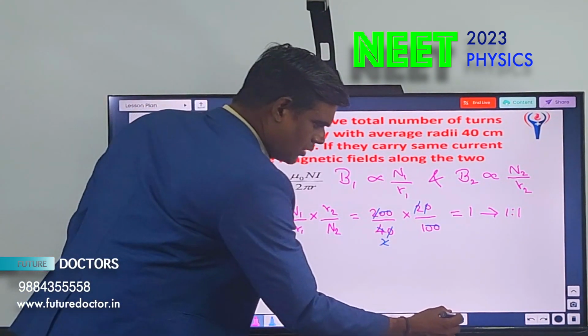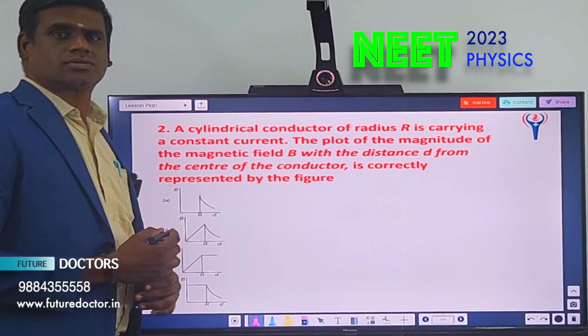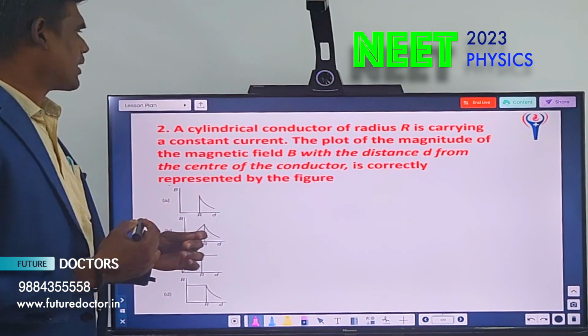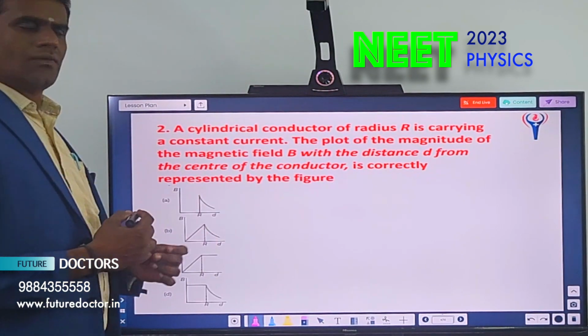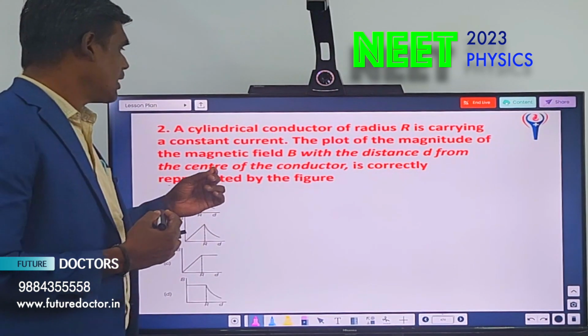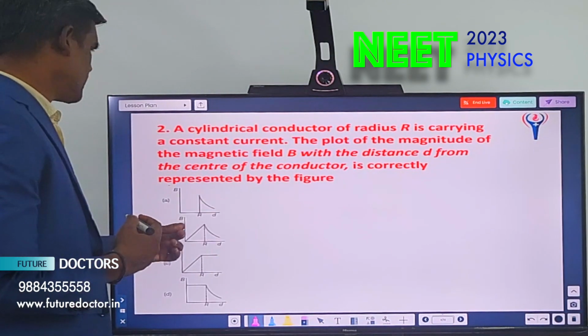Let's move to question number 2. A cylindrical conductor of radius capital R is carrying a constant current. The plot of magnitude of magnetic field B with the distance D from the center of the conductor is correctly represented by the figure dash.